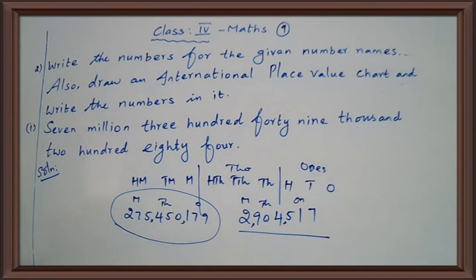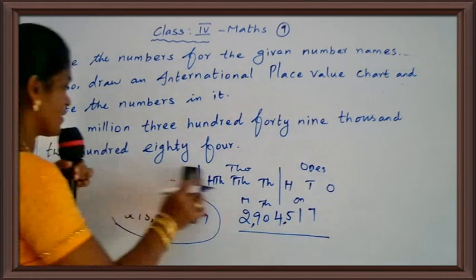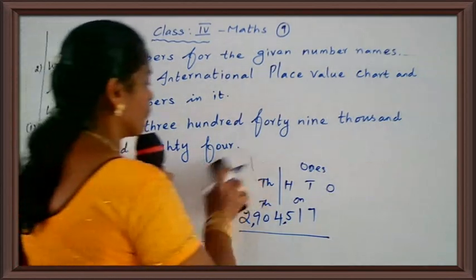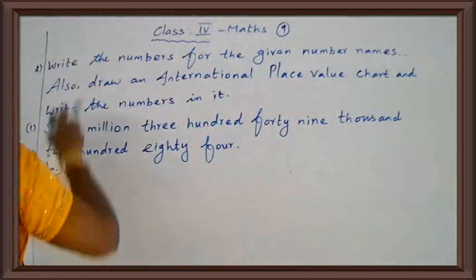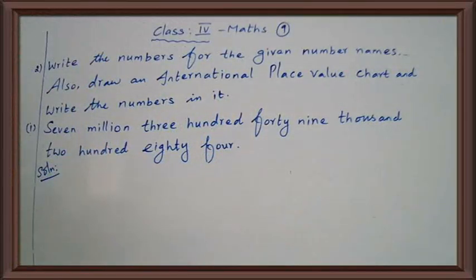I hope you understood. Now let us continue from the previous class. Listen carefully. Now the second question. Your question is: write the numbers for the given number names. Also, draw an international place value chart and write the numbers in it.